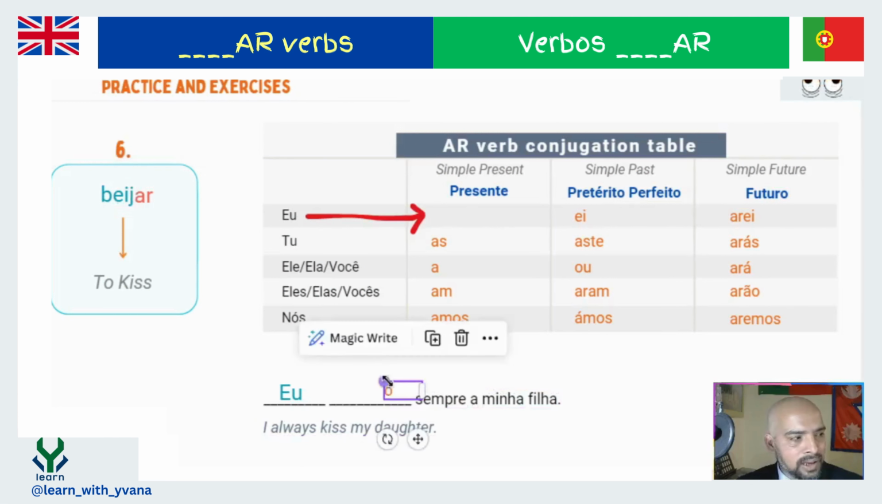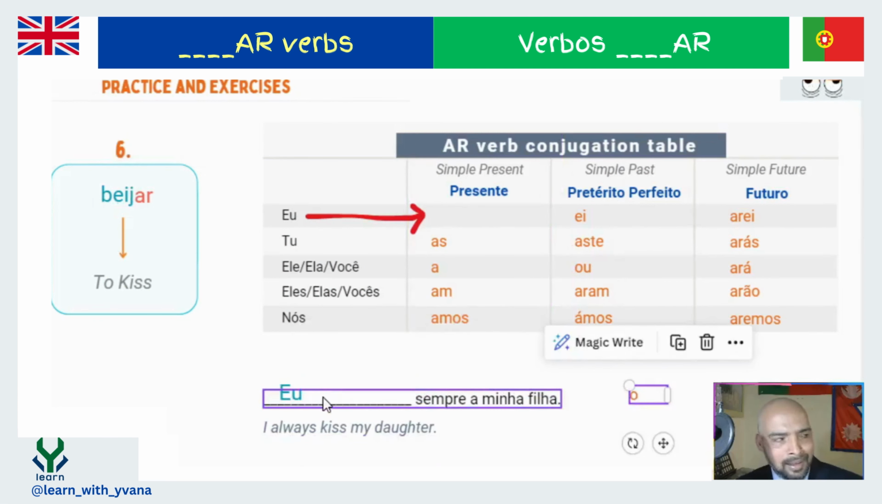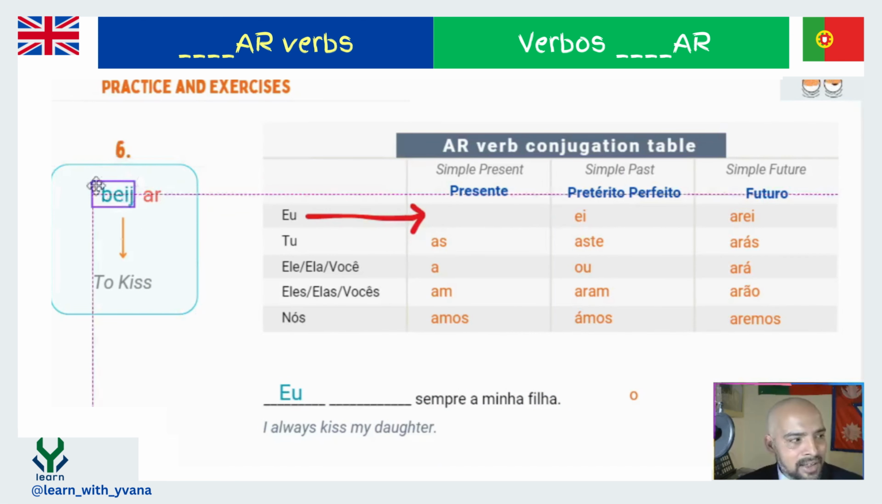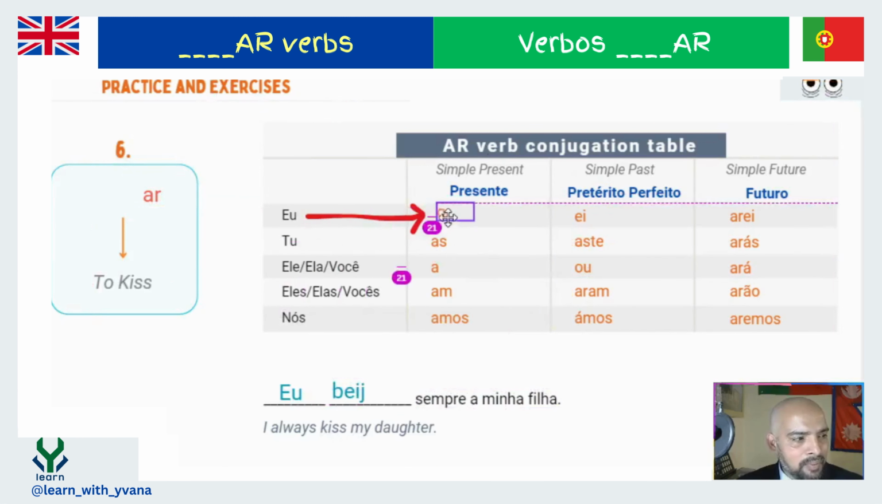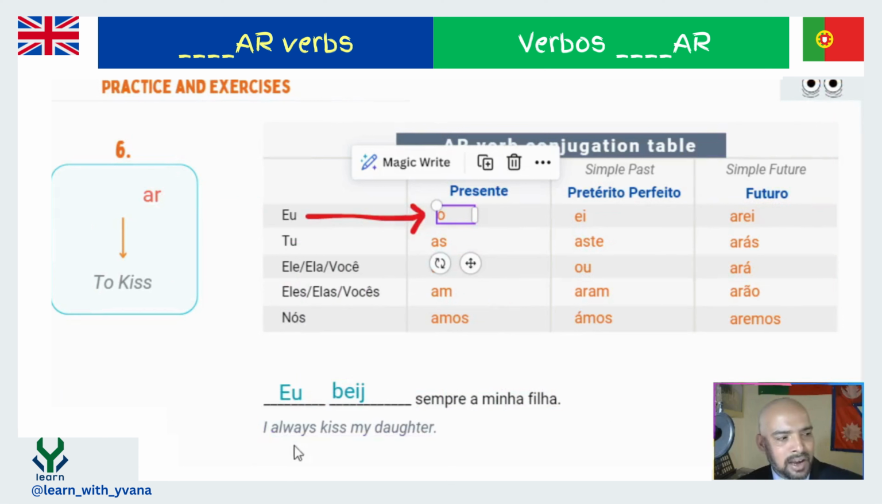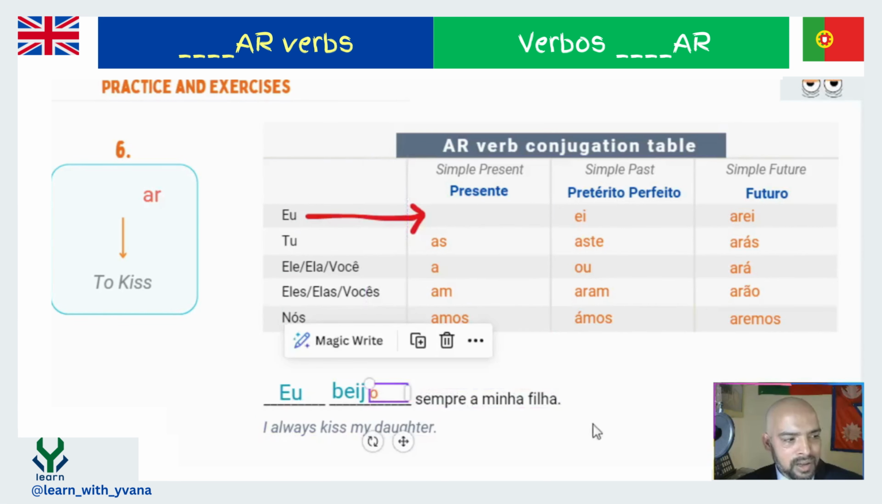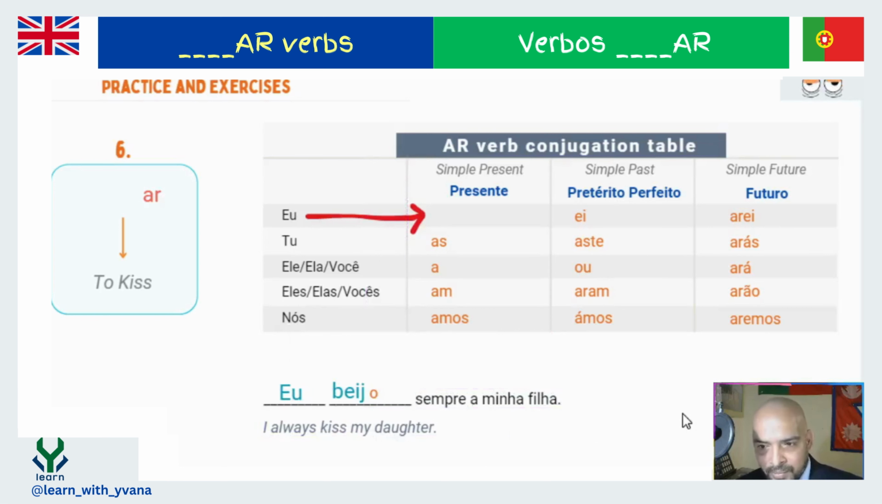So what I do is, to say I kiss, I remove the AR from this verb, okay? And I just take BEIJ, right? Because I want to say it in simple present, then it is yo, and I have to add O from this table. So if I add it here, it goes to eu beijo sempre a minha filha. Okay, Sabina, do you understand now? So eu beijo sempre a minha filha, right?